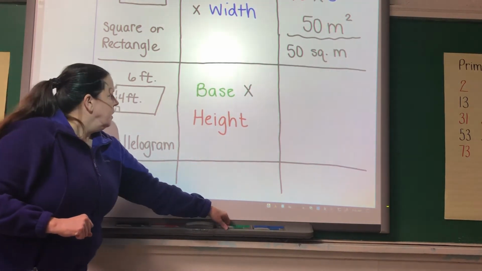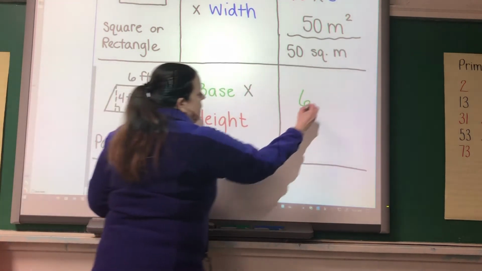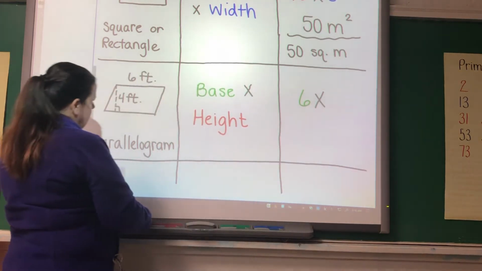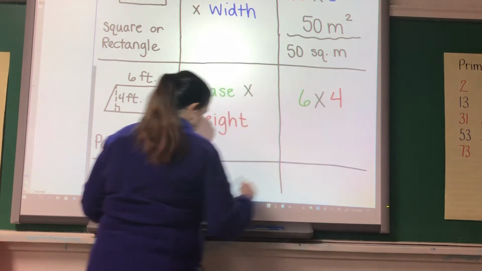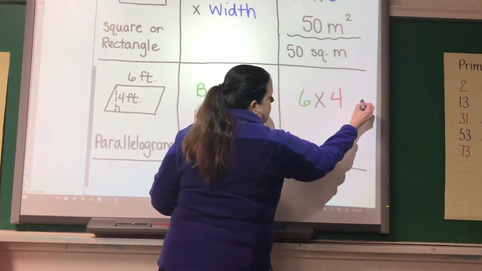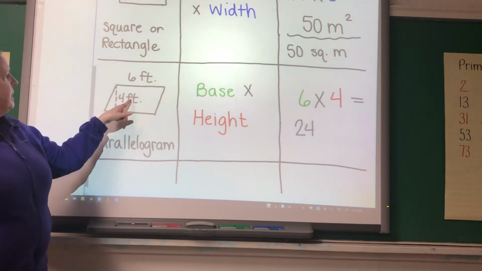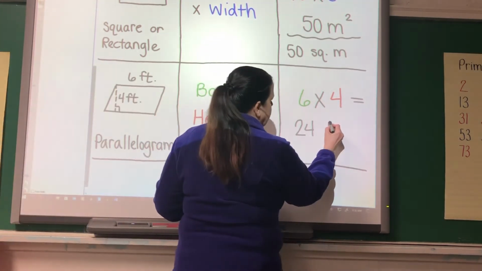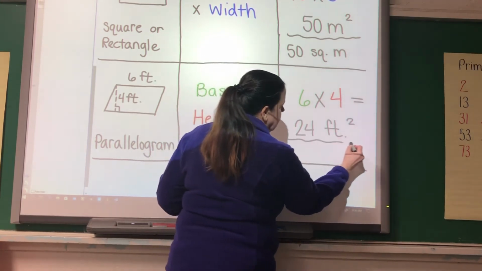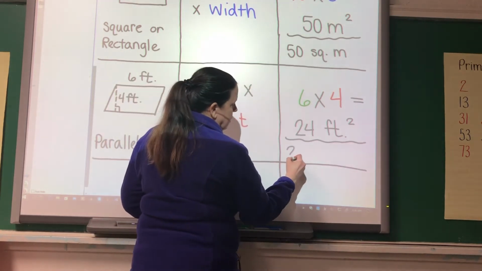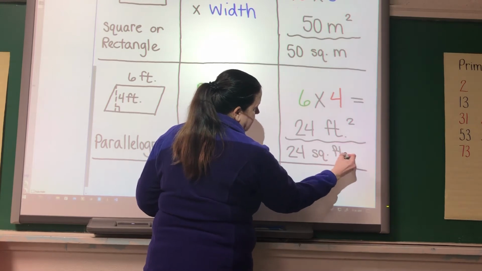Okay, so our base is 6 times our height, which is 4. And 6 times 4 is 24. And on this one, we're measuring in feet. So it'd be 24 feet squared. Or again, in your instance, you might need to write 24 square feet.